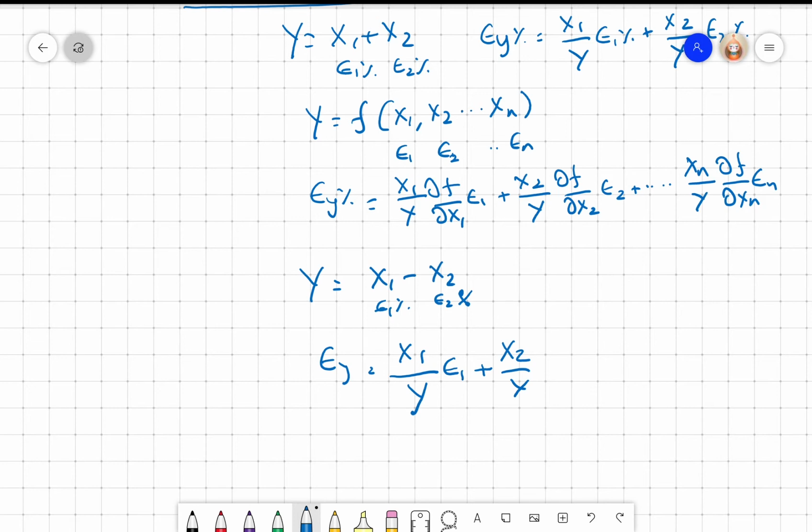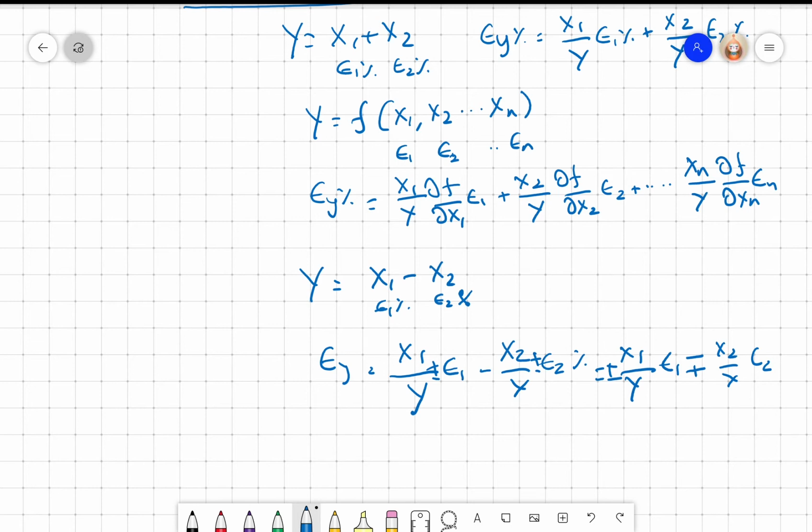If I do this, I will get not plus, minus 1, so minus epsilon 2%. But please remember, epsilon 1 and epsilon 2 are plus or minus, right? They could be either plus or minus. So I can translate this as x1 by y into epsilon 1, minus or plus (earlier it was plus or minus, so this is plus or minus), minus or plus x2 by y into epsilon 2.